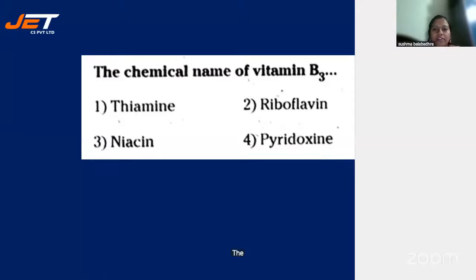The chemical name of vitamin B3. What is the chemical name of vitamin B3, students? Option 1, thiamine. Option 2, riboflavin. Option 3, niacin. Option 4, pyridoxine. Once again, I am repeating. The chemical name of vitamin B3: thiamine, riboflavin, niacin, pyridoxine. Give your answers.